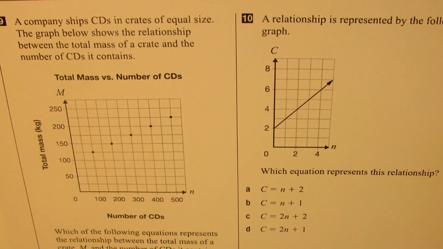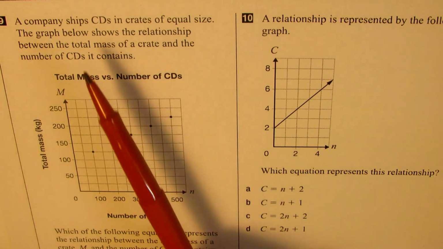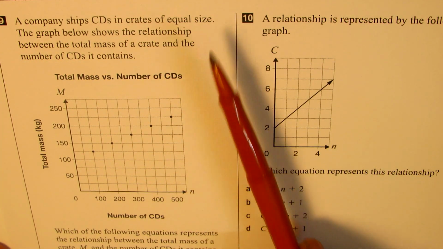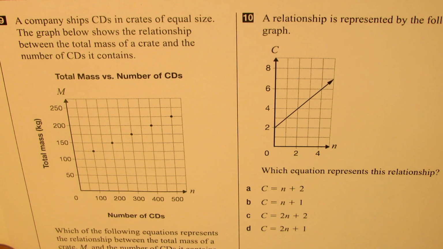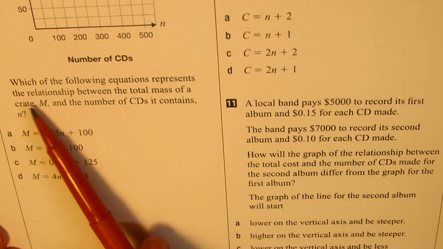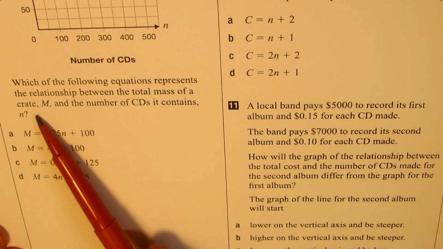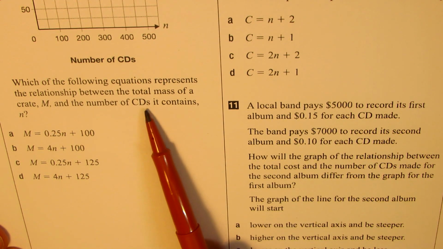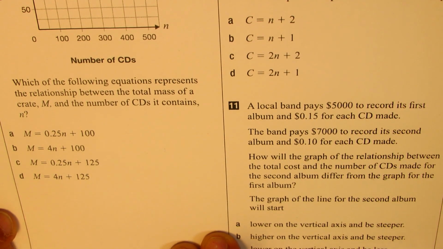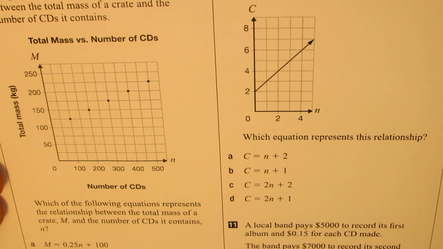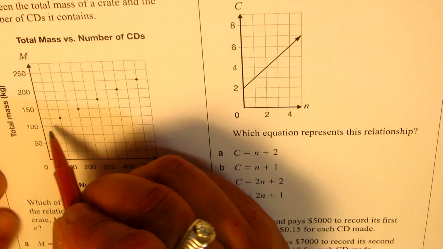Question number 9. A company ships CDs in crates of equal size. The graph below shows the relationship between the total mass of a crate and the number of CDs it contains. Which of the following equations represents the relationship between the total mass of the crate M and the number of CDs it contains N, right? So that's what we need to figure out. Now we can get this information from the given graph. Let's try to analyze this graph, right?